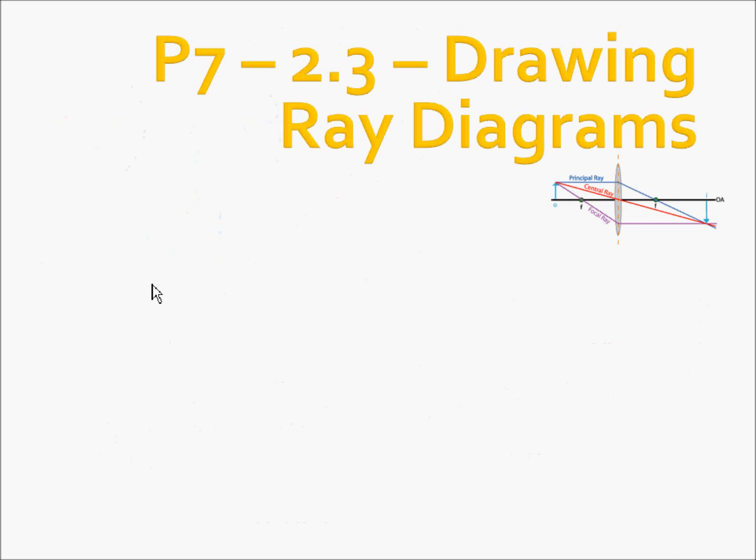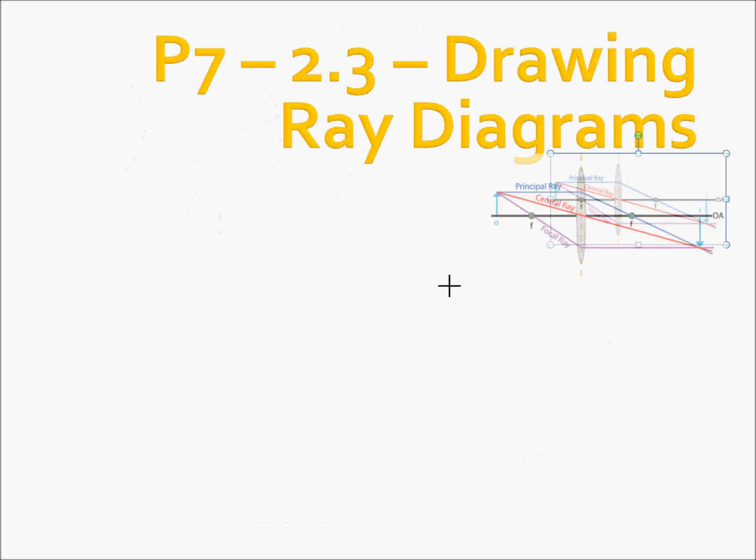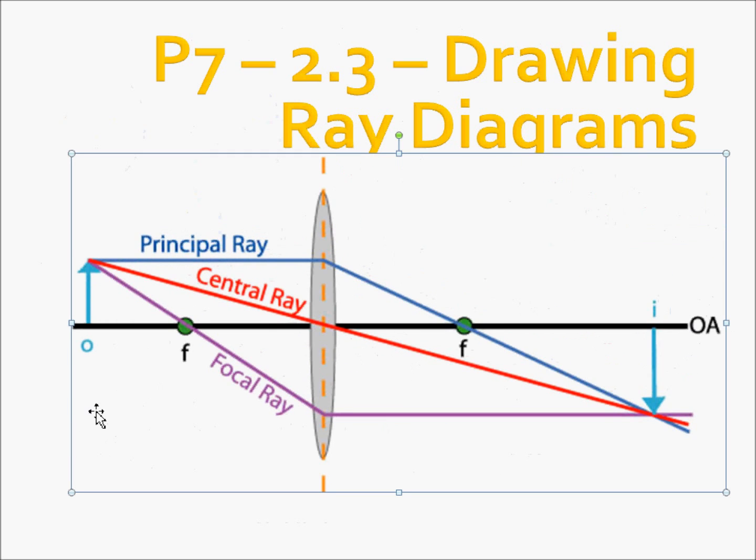Drawing ray diagrams, this is what we do. We've got a ray that's parallel and then gets passed through the focus, a ray that goes straight through the center, and a ray that goes through the focus and then comes out parallel on the other side. And we need to draw them consistently.